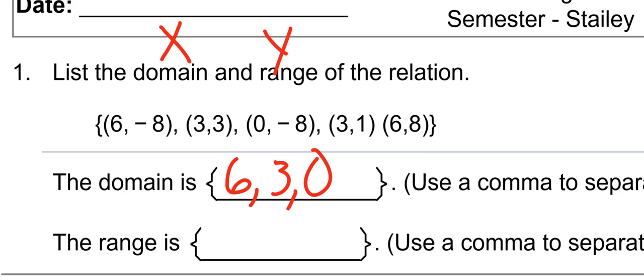Okay, so do I have to copy down the 3 again and the 6 again? No, I do not, because you're only listing the possible values. What about range? -8, 3, 1. So just those 4 numbers? You are correct.